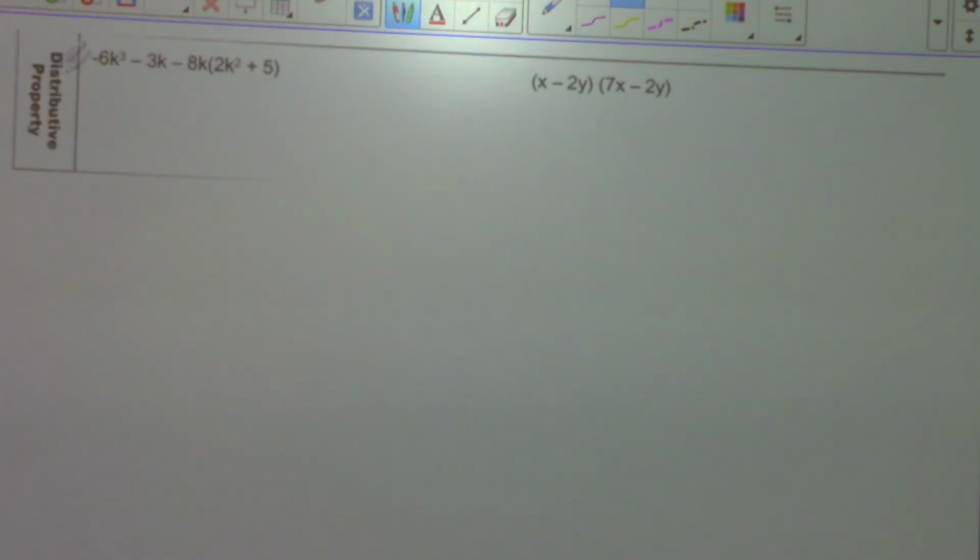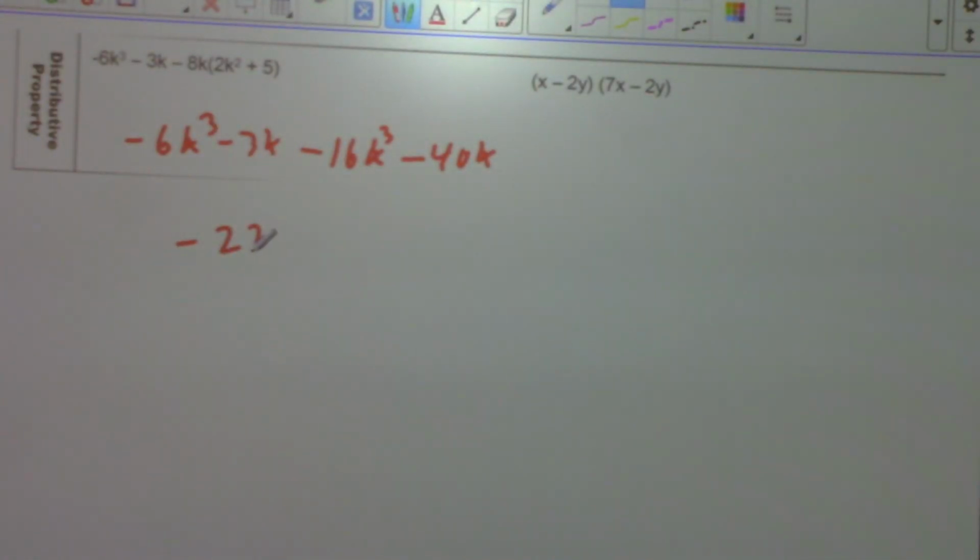Okay, a couple really fast here. We're going to have -6k cubed minus 3k minus, I have 16k cubed, and then minus 40k, right? So we have -22k cubed minus 43k, right?